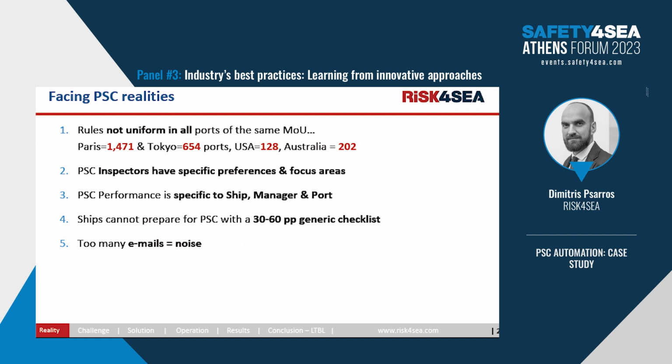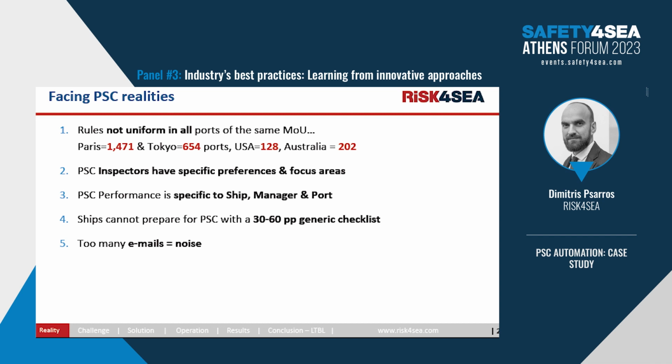Let's check some realities about the post-trade control. First of all, rules are not uniform within the same MOUs. We were talking about the ports within the same MOUs. For example, in Paris MOU we have 1,500 ports. In Tokyo MOU we have around 650 ports. In the States we have around 120 ports. And in Australia we have around 200 ports. Trust me, rules are not uniform in the ports in each one of these MOUs.